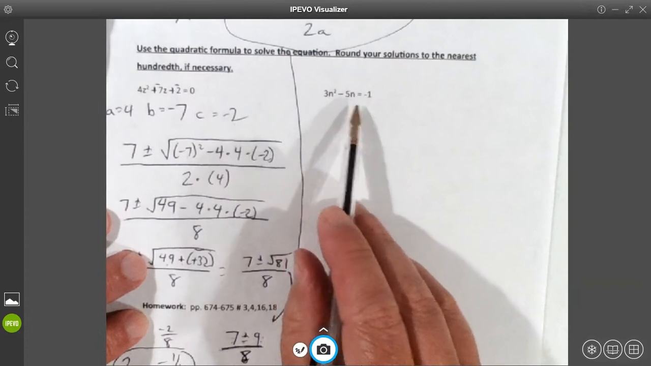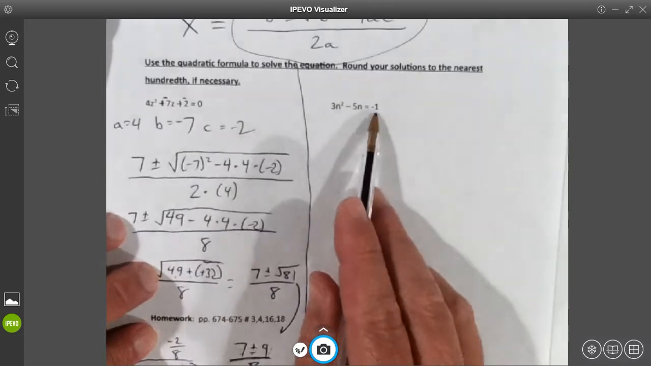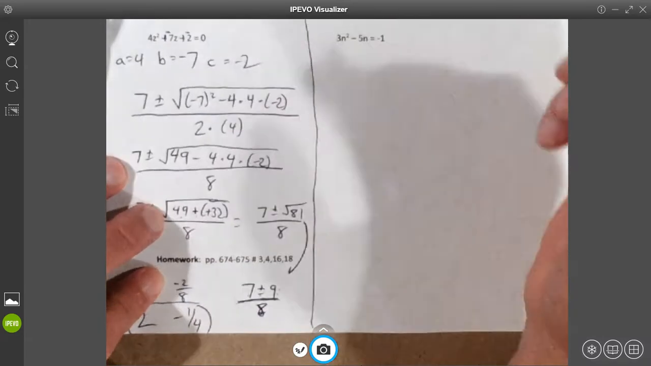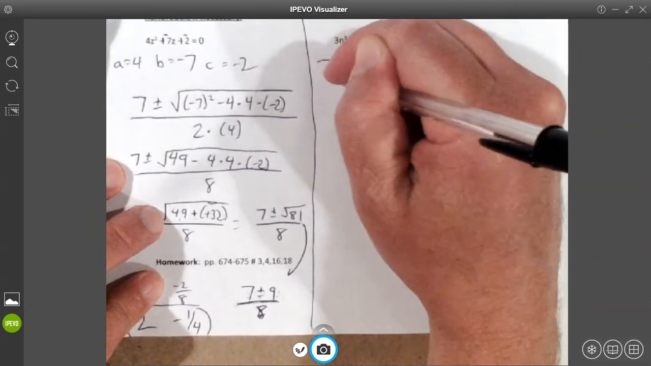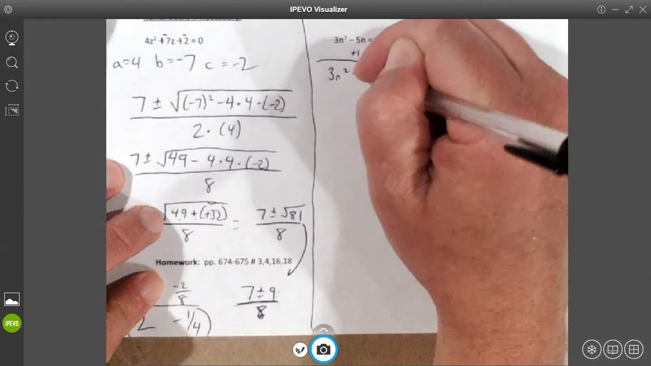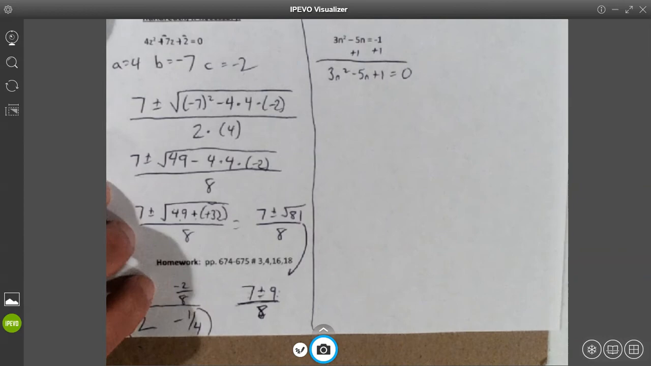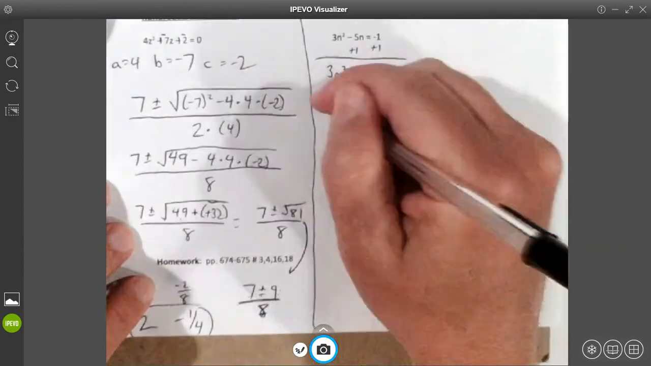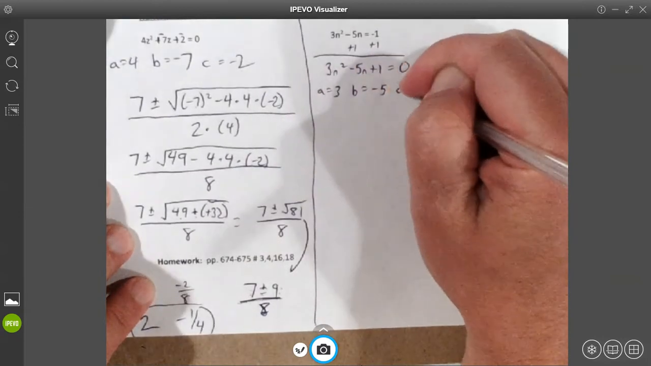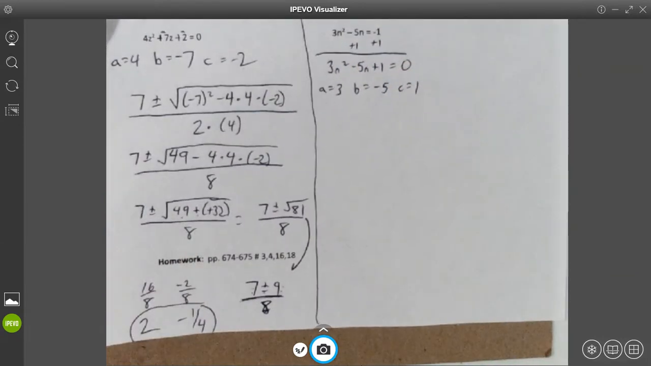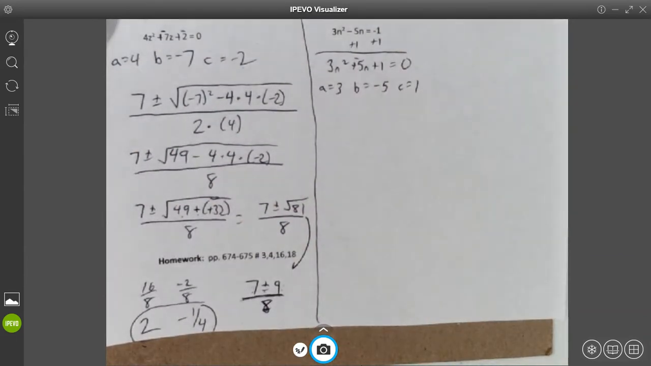So I got 3n squared minus 5n equals -1. Now, the first thing I notice is that's not equal to 0. So to use the quadratic formula, just like we do with a lot of these, we get it equal to 0 first. And I'm going to write a little bit smaller this time, or I'm going to try to, just so I've got enough room. All right. And now since I've got it equal to 0, I've got my value for A, I've got my value for B, and I've got my value for C. A is 3, B is -5, because again, I can change this to plus -5, and C is 1.